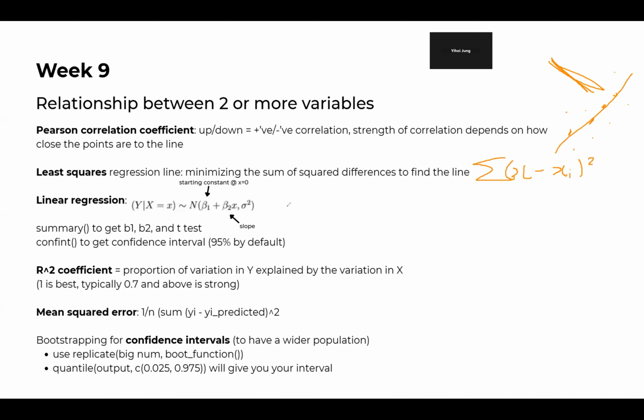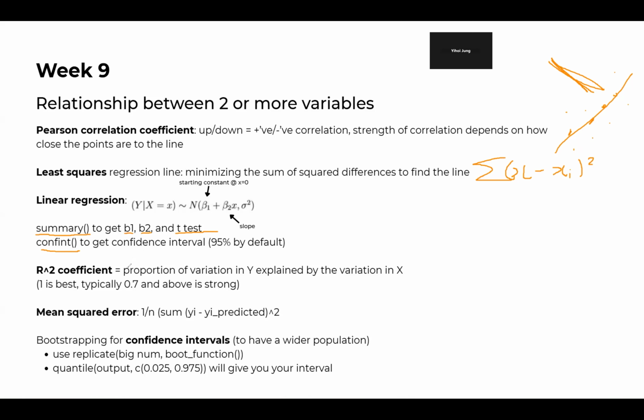So if you move one unit up or down on your x-axis, then that changes your overall y value, which is reflected in the distribution. Some useful functions to help with this is summary. Summary would give you your coefficients, so it'd give you b1, it'd give you b2, and it'll also give you a t-test of it. Another one is confint, to get a 95% confidence interval by default.